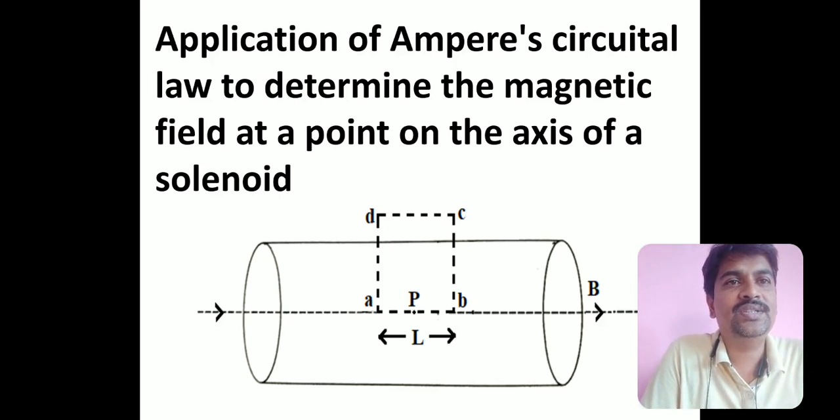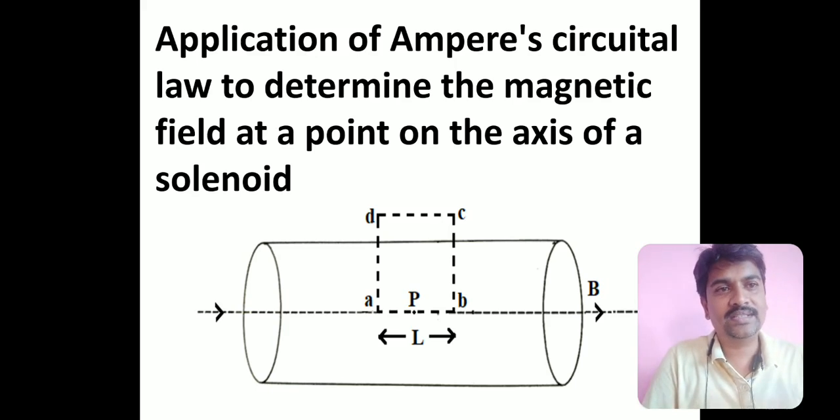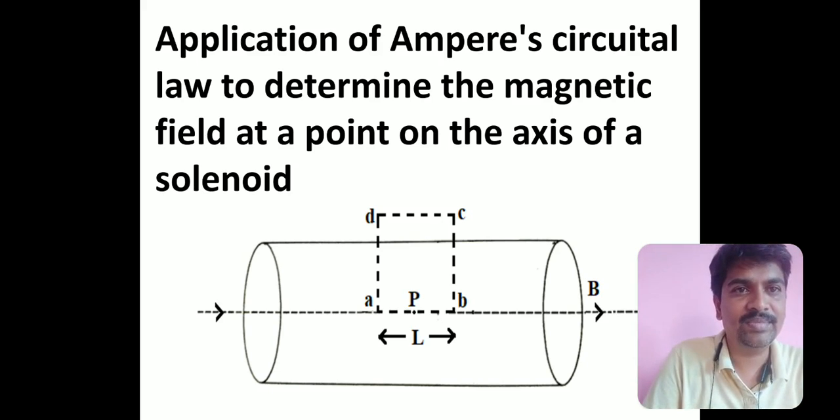Let us derive an equation for the magnetic field at a point on the axis using Ampere's circuital law. Students, I have derived an equation for the magnetic field of a solenoid by applying another law, which is Biot-Savart's law. Now we are trying to do the same thing using Ampere's circuital law. Let us see, do I get the same equation I got in my previous video using Biot-Savart's law, or not?